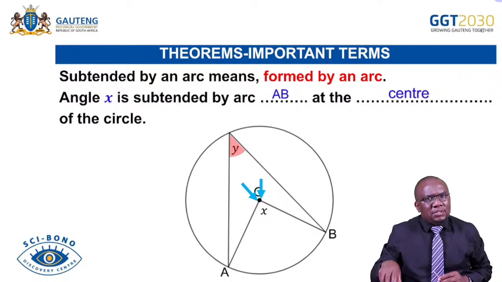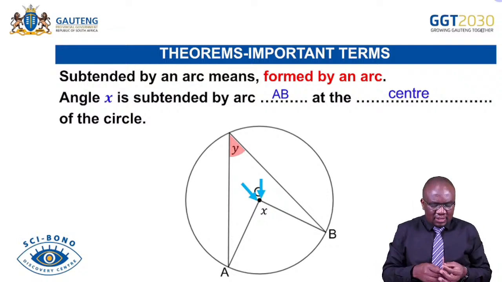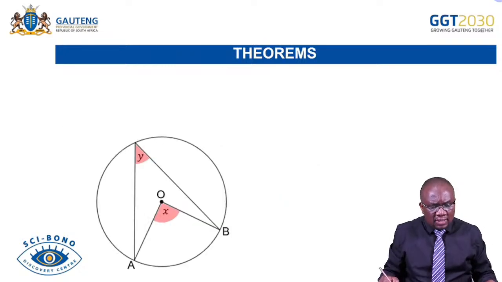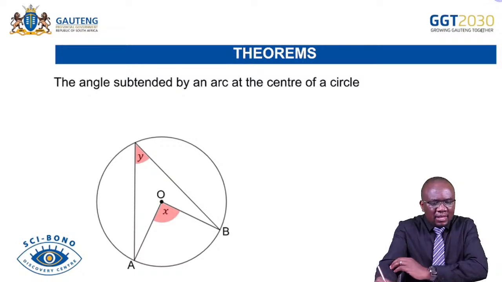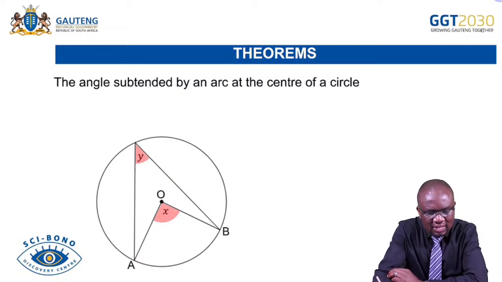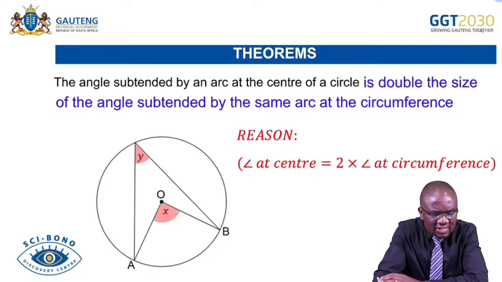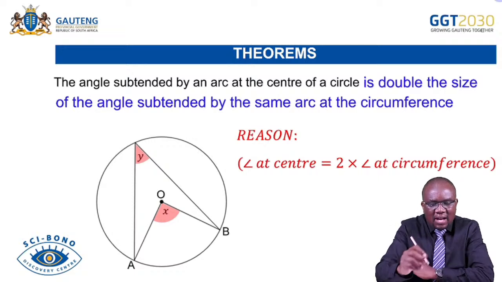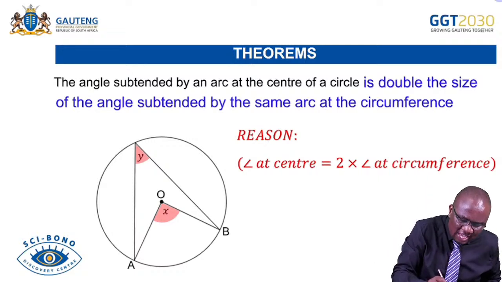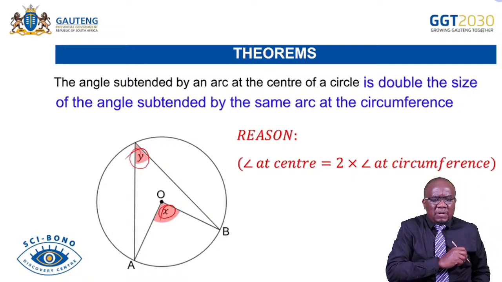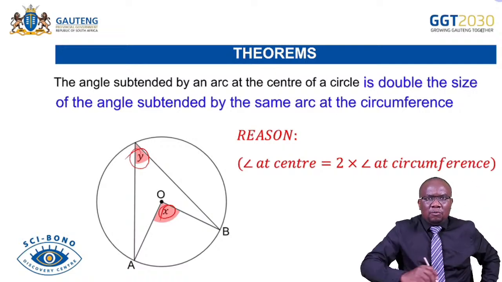There's a good relationship between these two angles, between X and Y, which is a theorem that we're going to talk about. So we are saying that an angle subtended by an arc at the center of the circle, which is what in this case? Angle X, isn't it? This angle is double the size of the angle subtended by the same arc at the circumference. It means this X here is 2 times Y. Okay, let's play the game. If X is 20, what is Y?